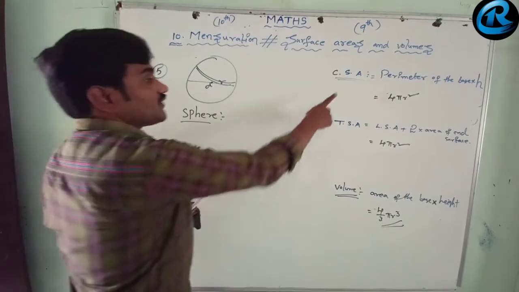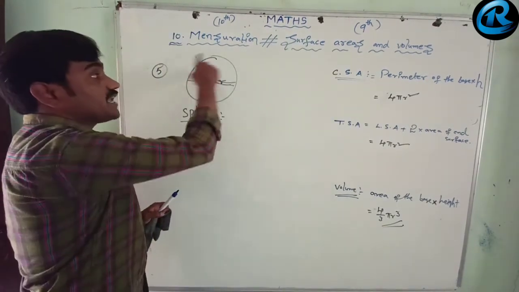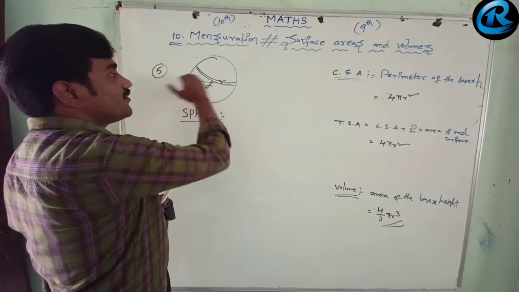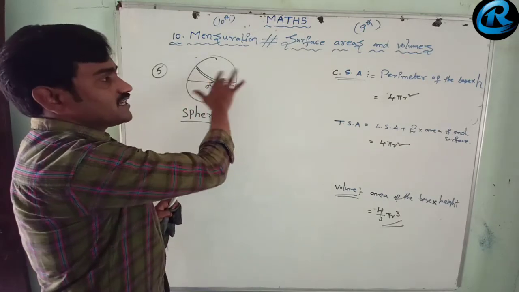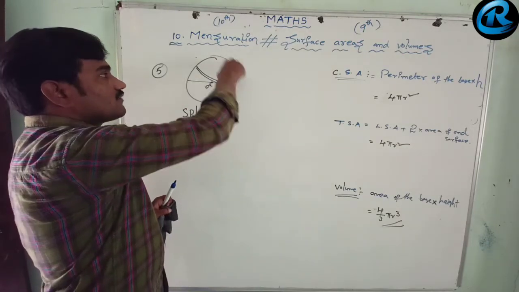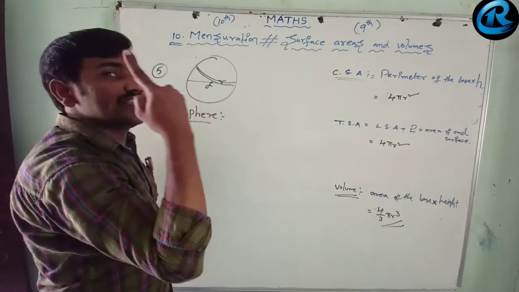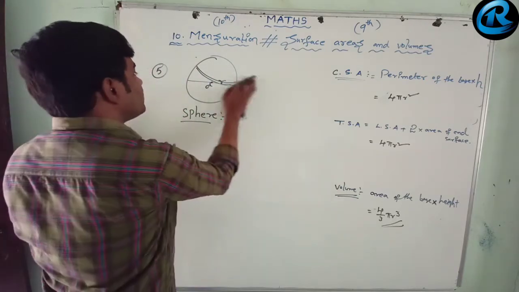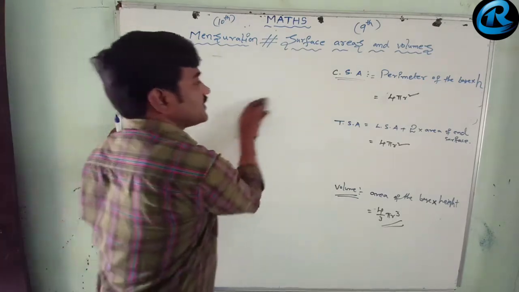See, the curved surface area and total surface area will be the same in the sphere, because there are no flat surface areas, there is nothing else. The sphere has only one surface area.